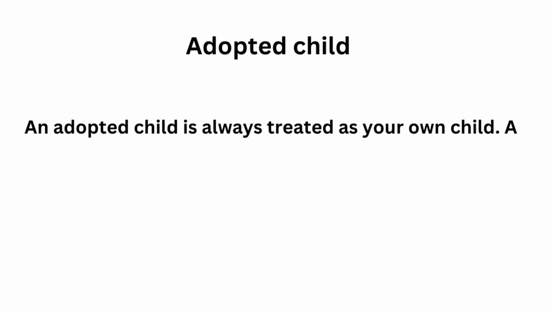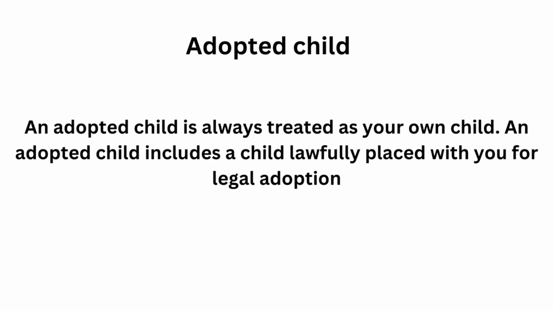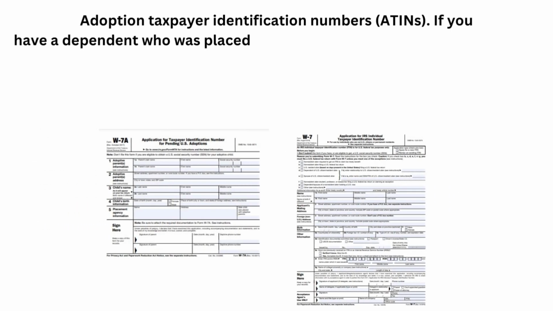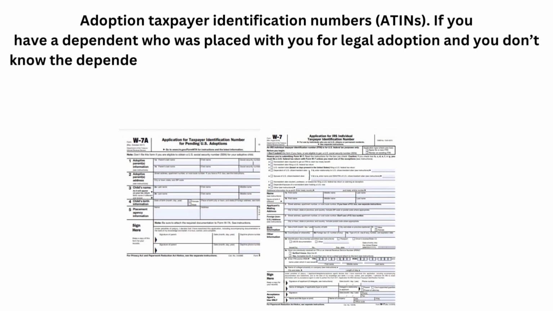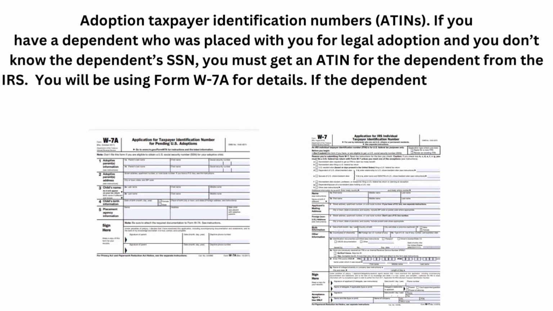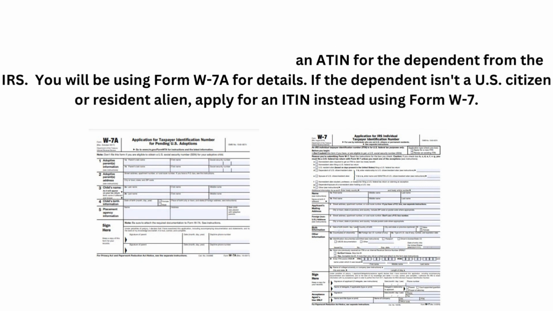An adopted child is always treated as your own child. An adopted child includes a child lawfully placed with you for legal adoption. If you have a dependent who was placed with you for legal adoption, and you don't know the dependent's social security number, you must get an ATIN, using Form W-7. You will be using Form W-7A if the dependent isn't a citizen.